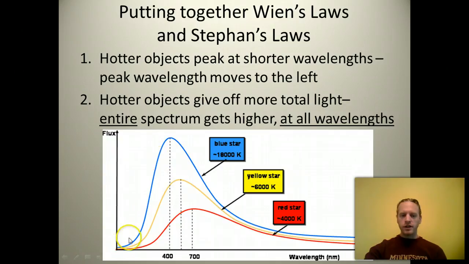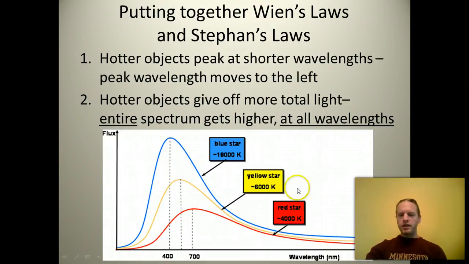And there's no point along the blue curve that's lower than this yellow curve. No matter what wavelength you look at, a blue star is giving off more light than a yellow star, than our sun. So this blue star is even giving off more yellowish light than this yellow star. But the reason it looks blue is that the most light it's giving off is in the blue part of the spectrum. I hope that makes sense. The whole graph has moved upwards and it's also shifted to the left.